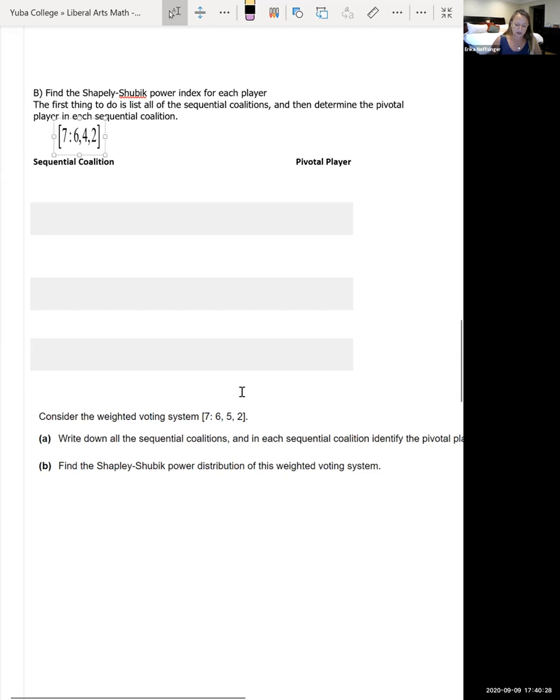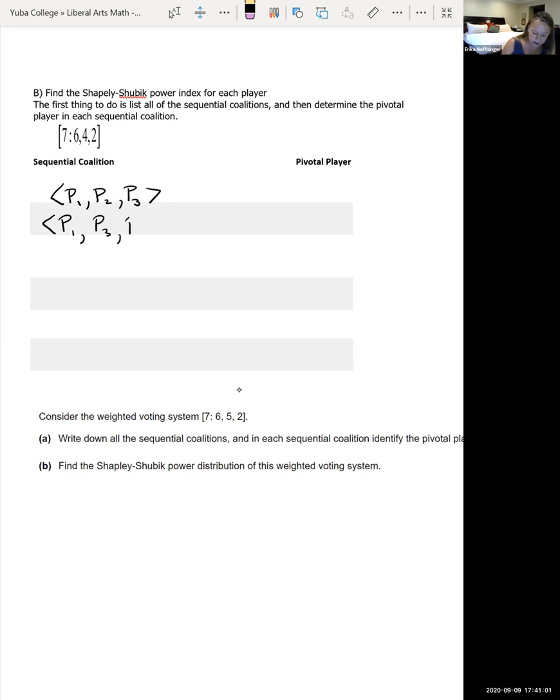Okay, so there's 3 players. So we have to list all the different combinations of 3 different players for the Shapley-Shubik. For 3 players, assuming all 3 come in, we can have player 1 first, then player 2, and then player 3. Or we could say player 1 comes first, and let's just swap the order for player 2 and player 3. So then player 3 is second, and then player 2. So now we've looked at all the different combinations of player 1 coming in first.